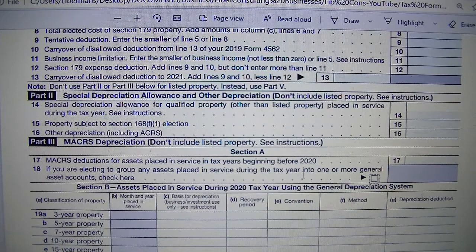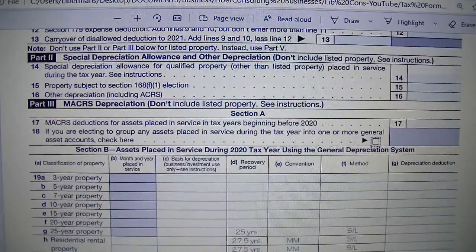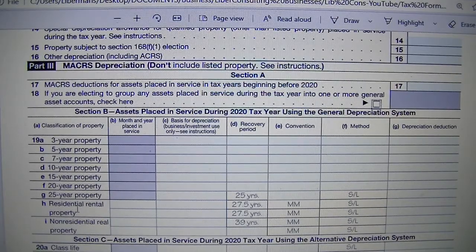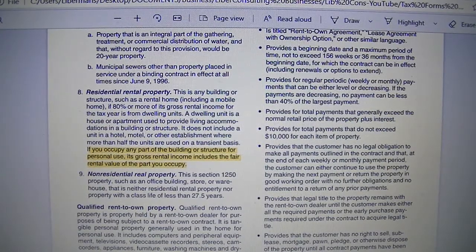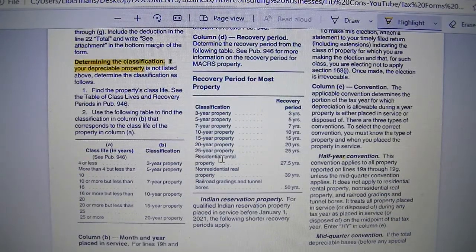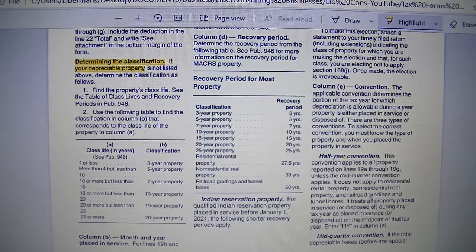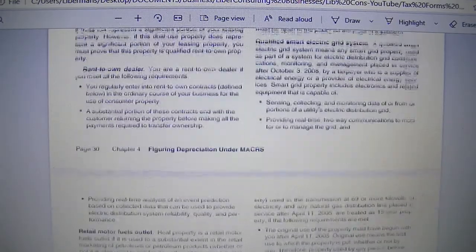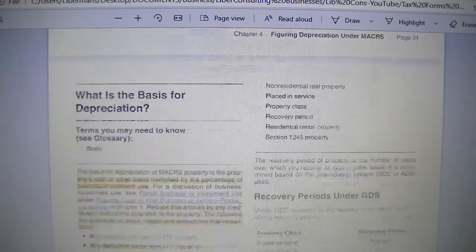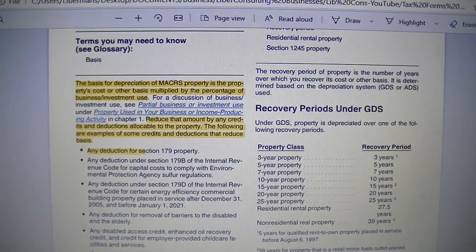So let's go back here. So you'll put the recovery period, and they already fill it up for residential and non-residential real property. And for the 25 years, let's go back here. Where were we? Okay, it was in the instructions. The instructions is page 9. You'll have that. And the publication, okay, the publication is on page 32.